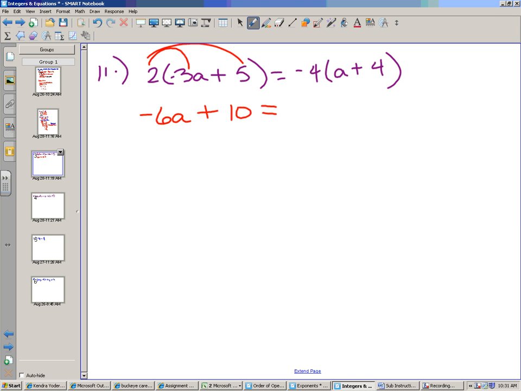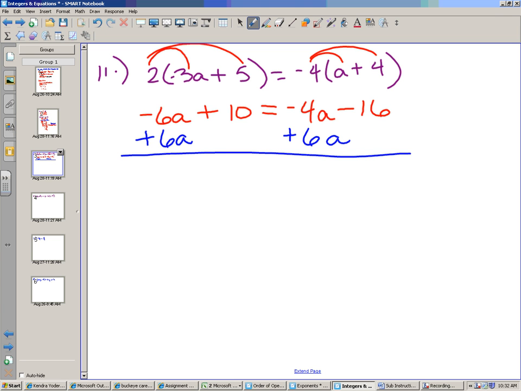Okay, moving on to the right-hand side. Negative 4 times a is negative 4a. Negative 4 times 4 is going to be negative 16 or minus 16 or plus negative 16. I don't care how you write it. Now, from here, you guys are going to be able to do things differently. I don't care. My rule of thumb is I usually take care of my variables first. And I take the smaller variable over to the other side. Well, which one's smaller, negative 6 or negative 4? Well, the smaller one is going to be negative 6. So I'm going to add 6a to both sides.